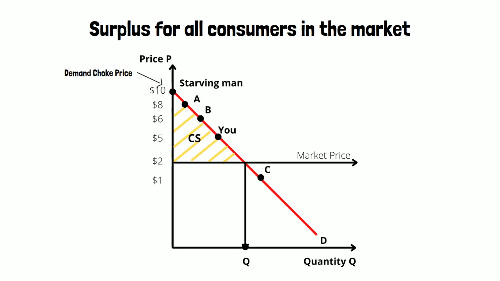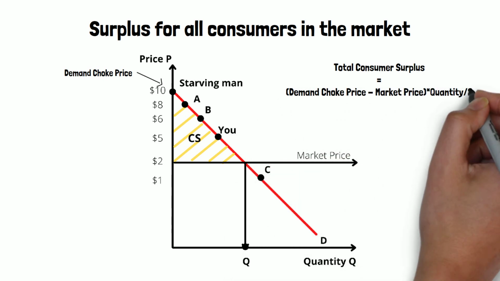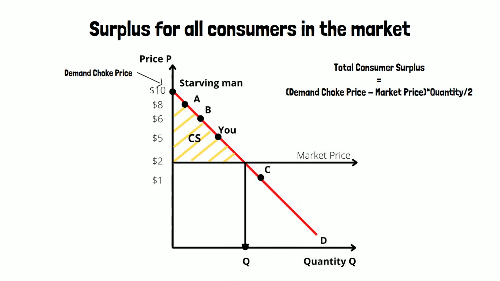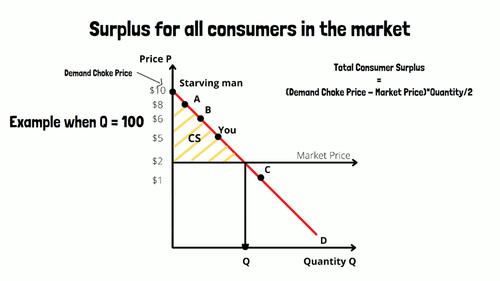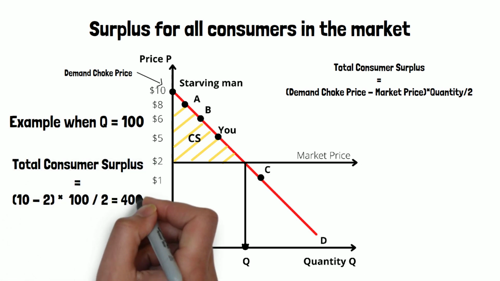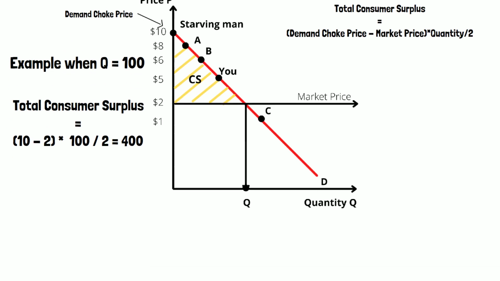The total consumer surplus is a shaded area above the market price but underneath the demand curve. Let's call this area CS. This area accounts for all individual surpluses added together. We can calculate this area as the demand choke price minus the market price times the quantity divided by 2, because consumer surplus is a triangle. Take as an example that Q is 100. We then get (10 - 2) times 100 divided by 2 is 400. So 400 is the consumer surplus in this example.